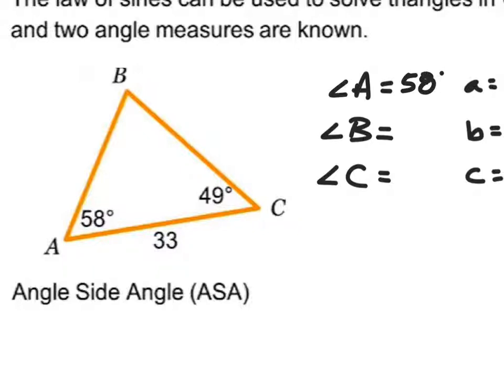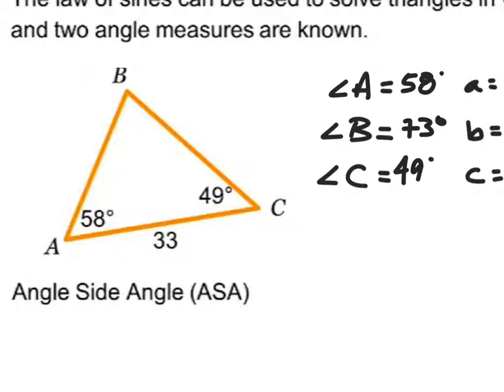Angle C is going to be 49 degrees. Now what we can do is figure out what angle B is, because all angles in a triangle add up to 180. So I'm going to take 180, subtract off 58, subtract off 49, and that gives us that angle B is 73 degrees.